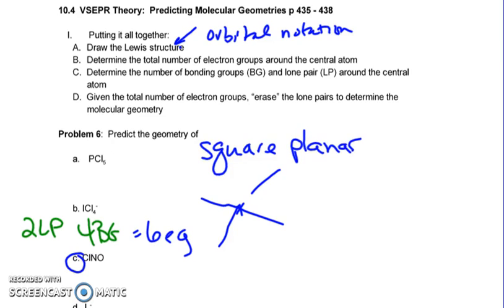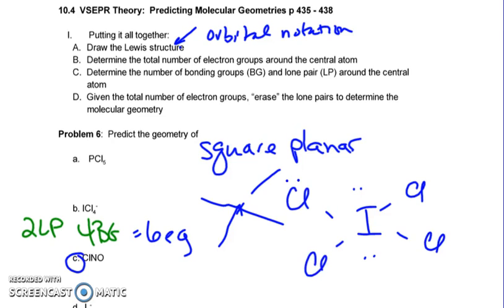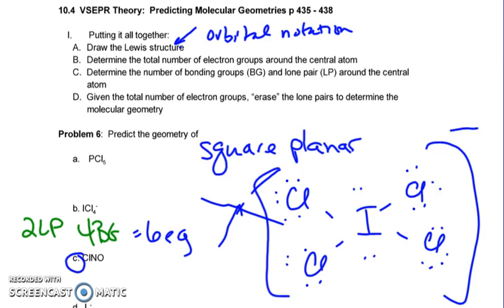This is for letter B. So if I were to draw the Lewis diagram for this, I would put iodine in the middle, lone pair top and bottom. I would put chlorine kind of looking like this at 90 degrees from each other. Don't forget the lone pairs around the chlorine. And once again, because it is an ion, you have to put a bracket around it and put the charge on the outside. So it's square planar.